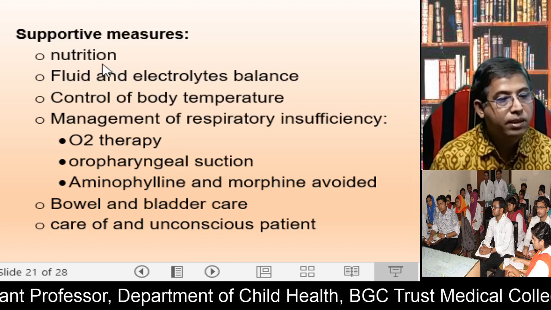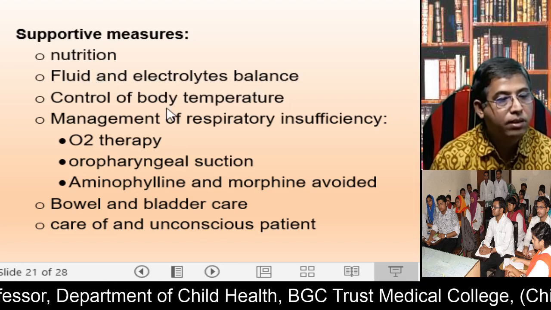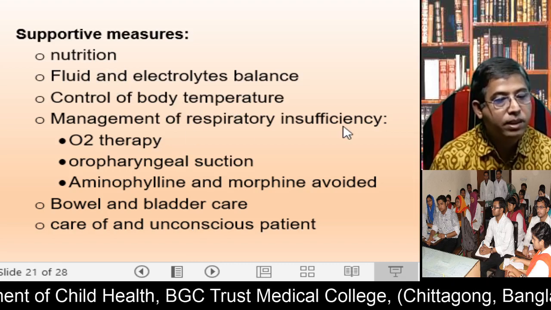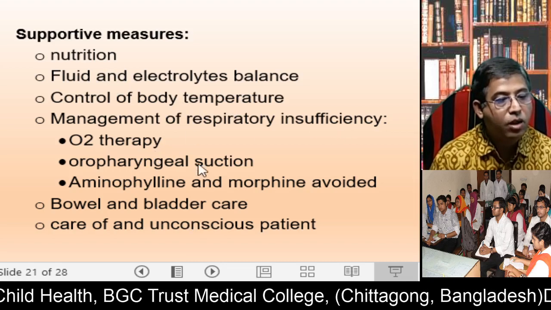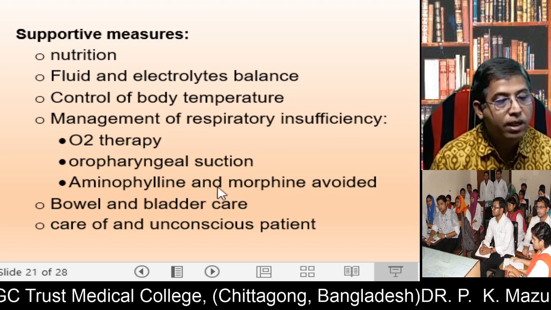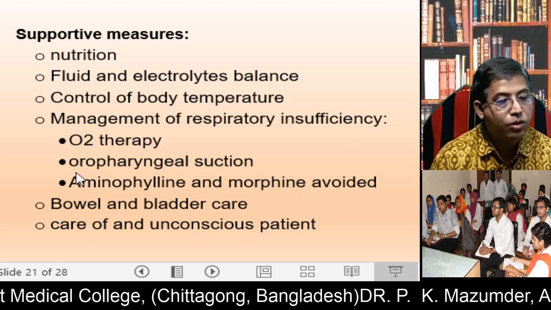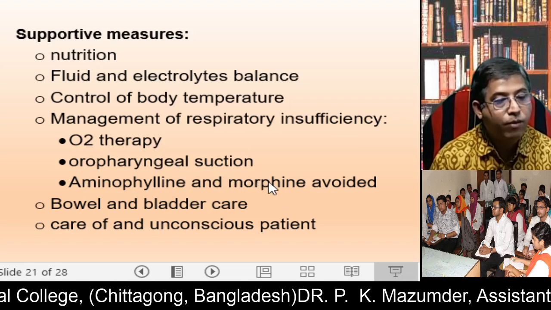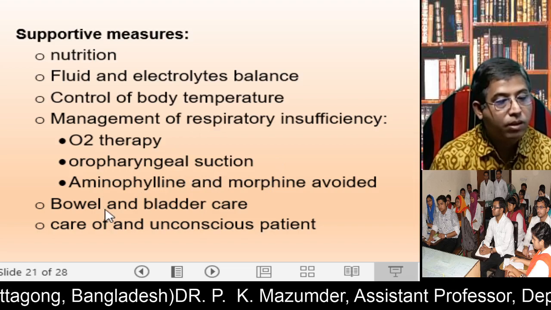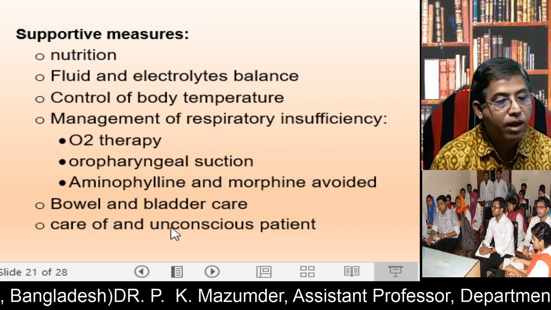Now, supportive measures: nutrition, fluid and electrolyte balance, control of body temperature. Management of respiratory insufficiency by oxygen inhalation or pharyngeal suction. Aminophylline and morphine are avoided. So you remember, aminophylline and morphine are avoided even if patients are suffering from bronchospasm. Bowel and bladder care of unconscious patients.